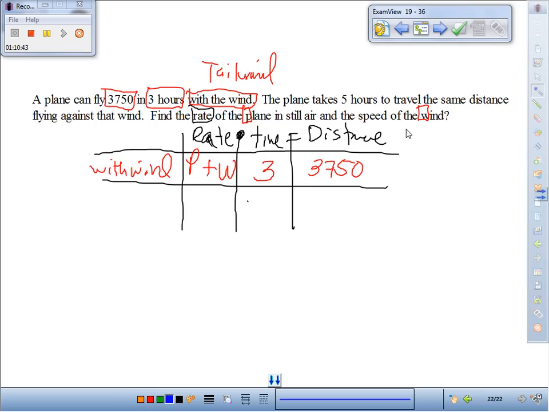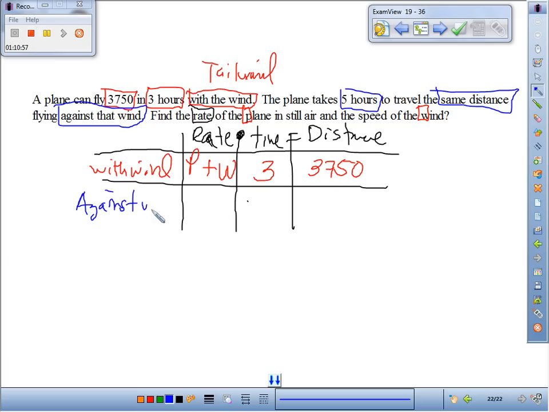So we're done with the first part. Then it says the plane takes 5 hours to travel the same distance against the wind. So let's write against wind.